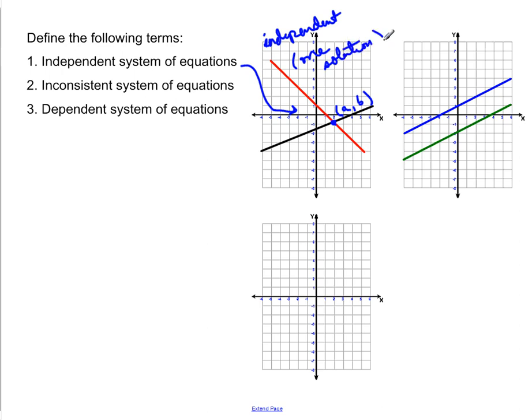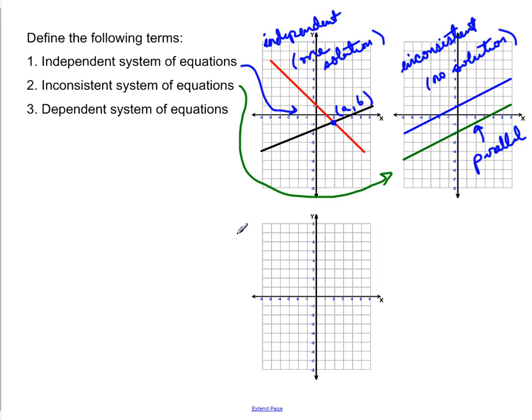In the second case, we're going to say that these two are called inconsistent, which means that there are no solutions. Is that possible? Sure it is, as long as the two lines are parallel. So if we have a system of equations in two variables and the two never meet, well, sure enough, that's inconsistent. All right, so that's our second one right here. So this is our inconsistent system.